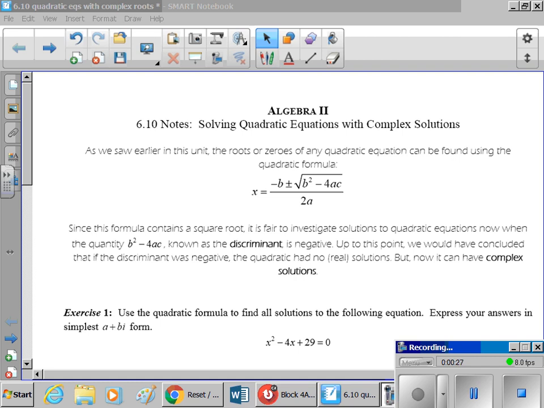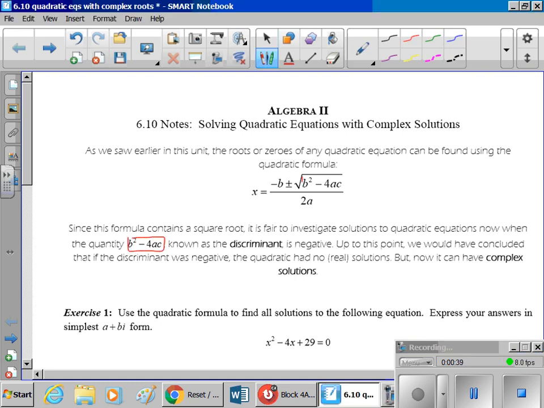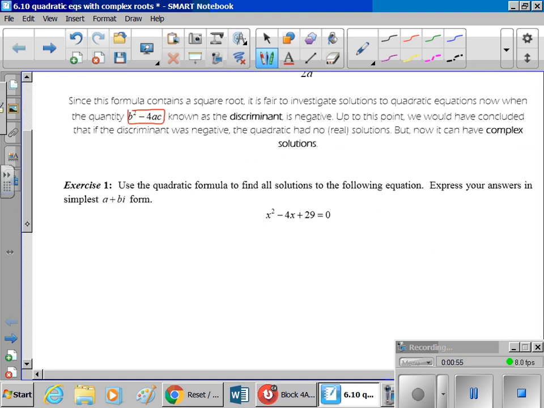Since the formula contains a square root, it's fair to investigate solutions to quadratic equations now when the quantity b squared minus 4ac, which I'm going to remind you is called the discriminant, is negative. When it's negative, we're going to get those complex roots. Up to this point, the discriminant's been positive, but now we're going to start looking at what happens when it's negative. Moving on right away to exercise 1.